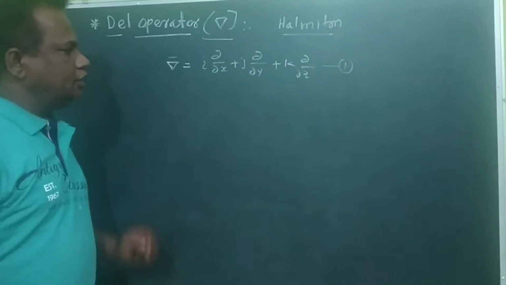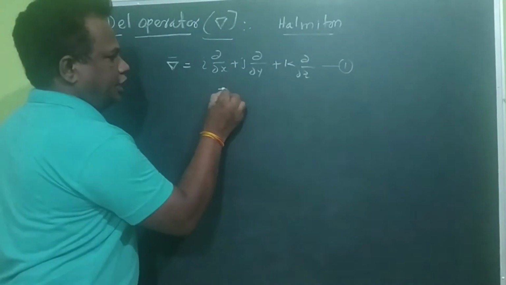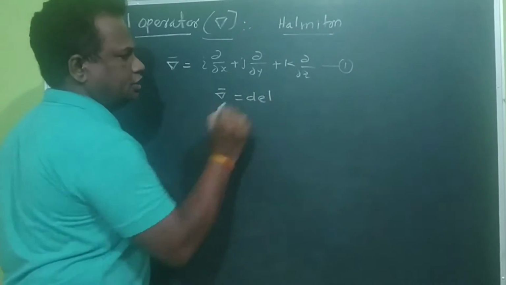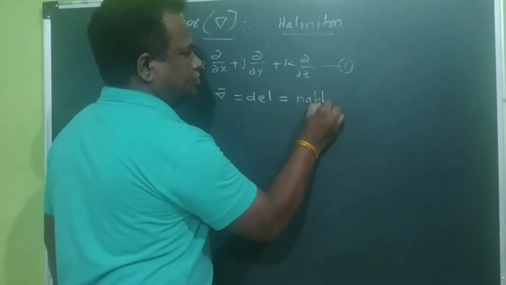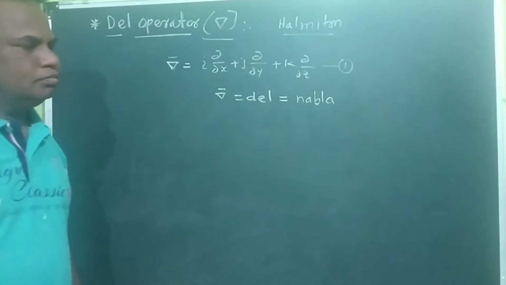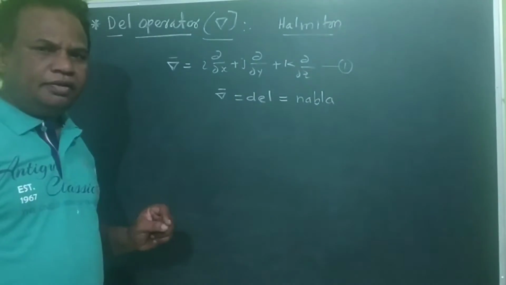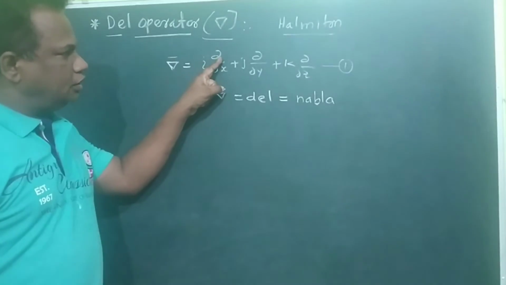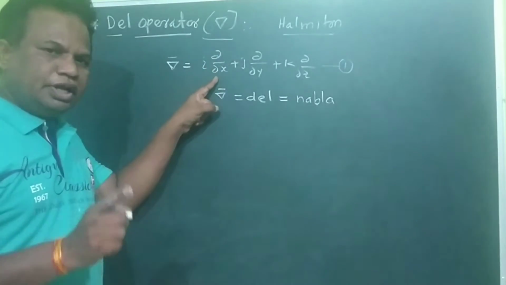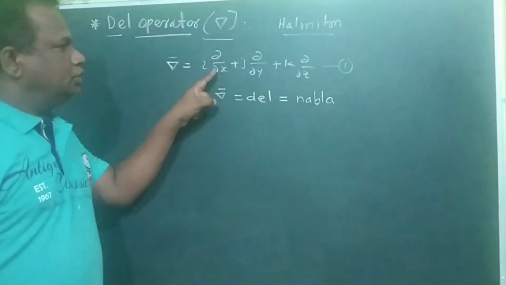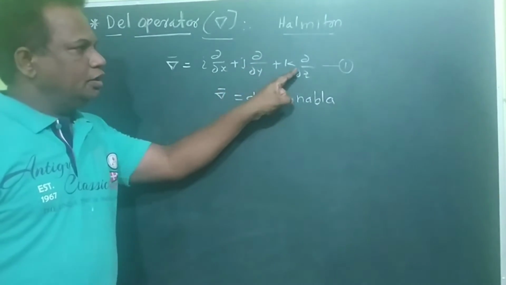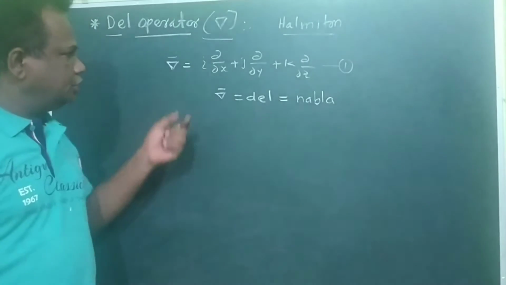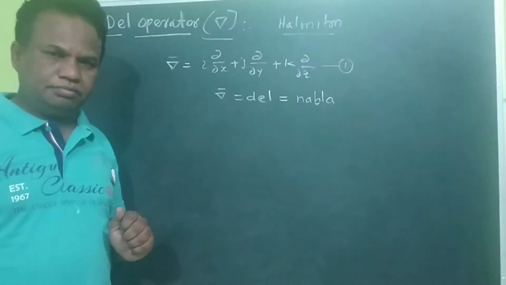Now the del operator is denoted by this inverted triangle. This inverted triangle is also known as del, or it is also known as nabla. Listen. So its value is given by i ∂/∂x, which means a partial differentiation, ∂/∂x, j ∂/∂y, k ∂/∂z. So this is the value of the del operator.